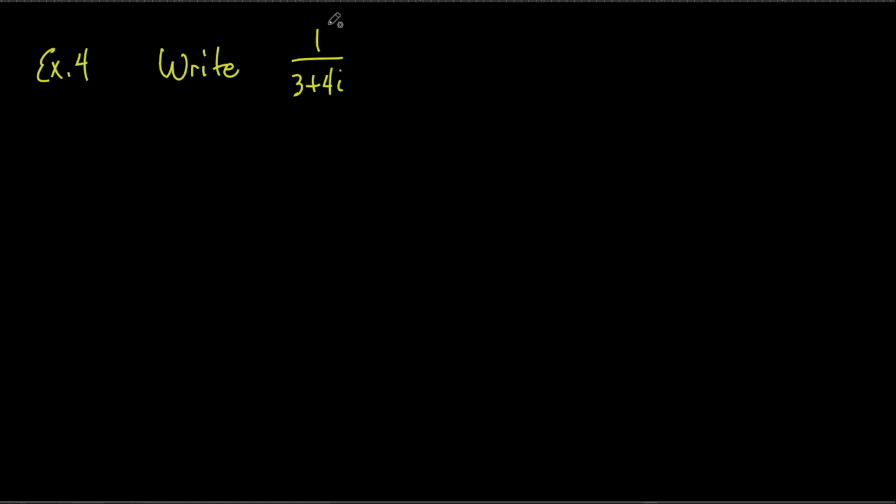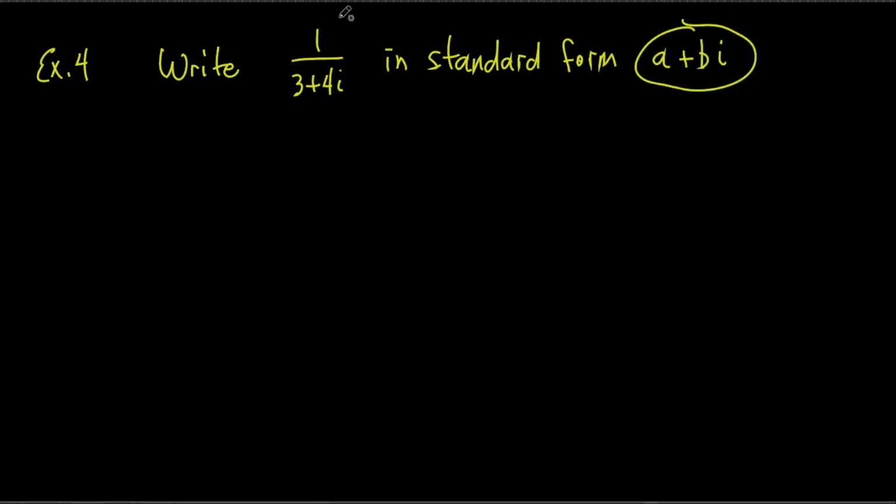Now, oh my goodness, what are they doing here? Made a fraction with an i in there, okay? But we're going to write this in standard form. You remember what standard form is, right? Somebody just tell me, what's standard form? Say it, I can't hear you. Very good, a plus bi. Standard form is a plus bi. So we want to write this as a plus bi.